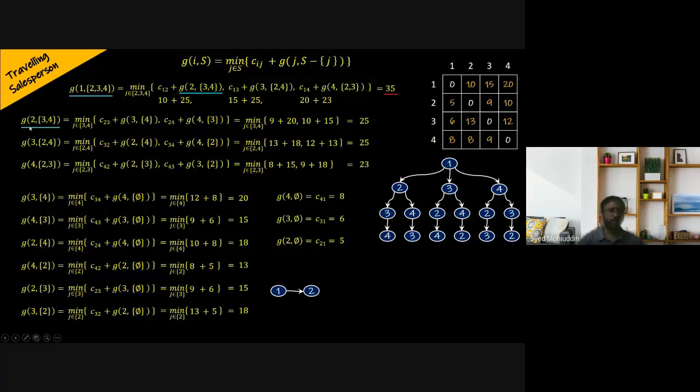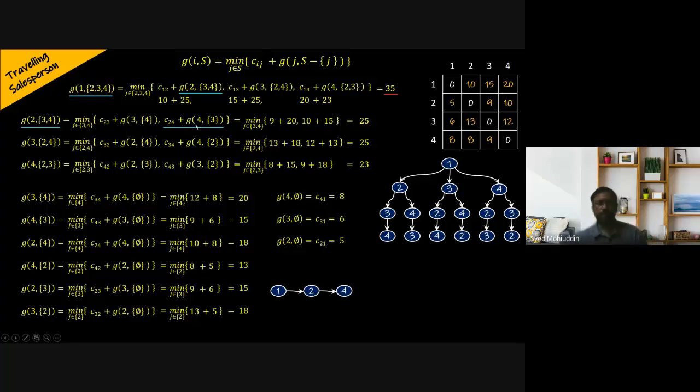So we have to consider G of 2, 3, 4, because from 2 we have to move to either vertex 3 or vertex 4. So the cost of this was 25. We got 25 by the values 10 plus 15, which is nothing but moving from vertex 2 to vertex 4. That is C of 2 comma 4 plus G of 4 comma 3. So from vertex 2 we move to vertex 4, not vertex 3.